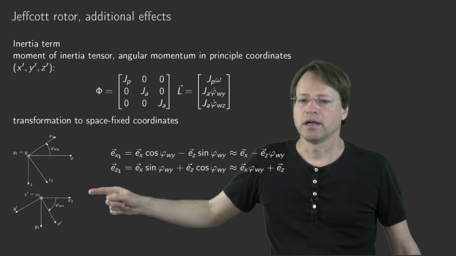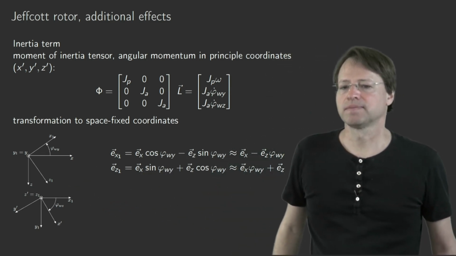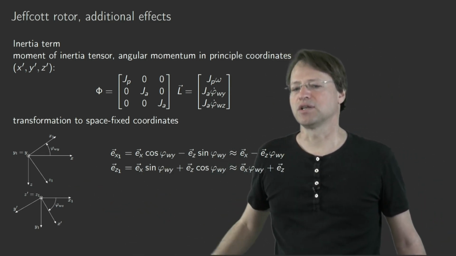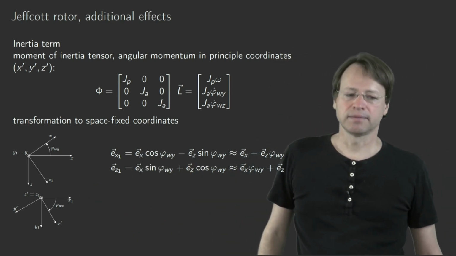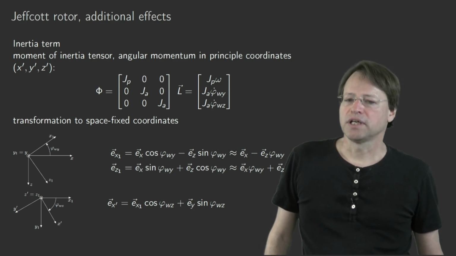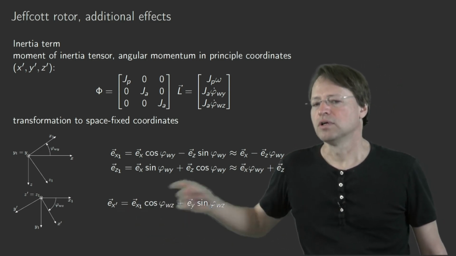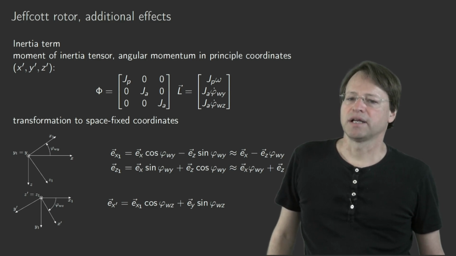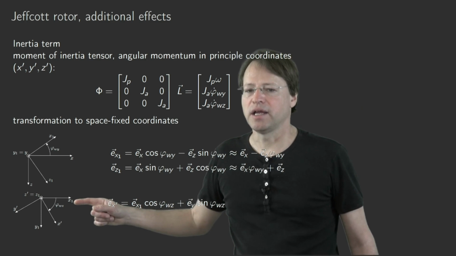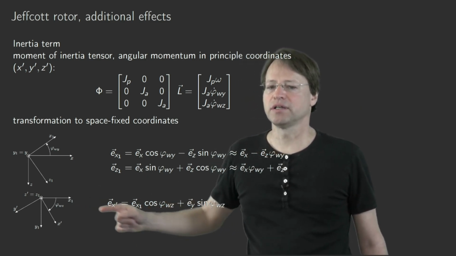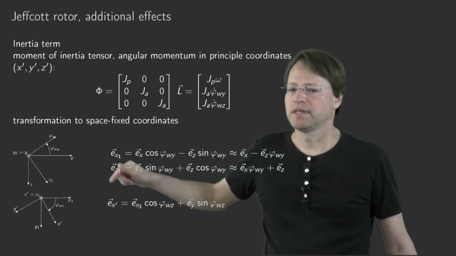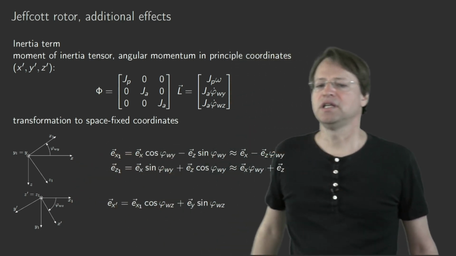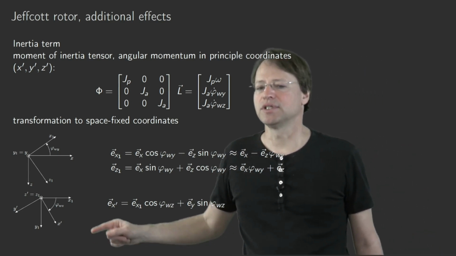It's a rotation around the z-axis, so around z prime equal to z1, by an amount of phi index z. That rotation then leads finally to the principal axis ex prime, which is ex1 times the cosine of that angle, so this contribution here, plus the contribution in y direction, ey sine phi wz.